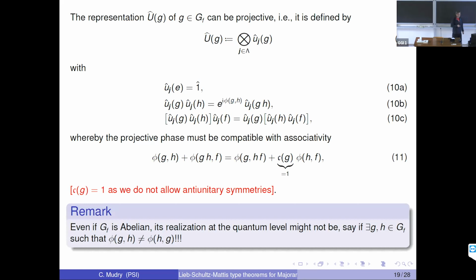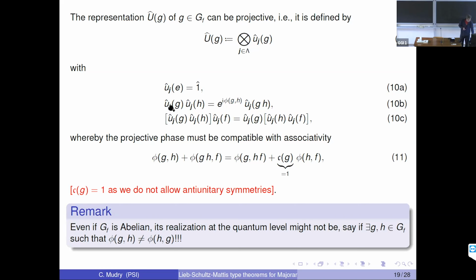So now I choose an element G of my Fermi group GF, and I want to represent it. By my definition of an internal symmetry, the representation capital U of G is the tensor product of little UJs. So capital U is acting globally, and it is obtained by simply tensoring the action of the little UJs. The rule is that locally, E, the neutral element of GF, is the identity operator on my local fermionic Fock space.